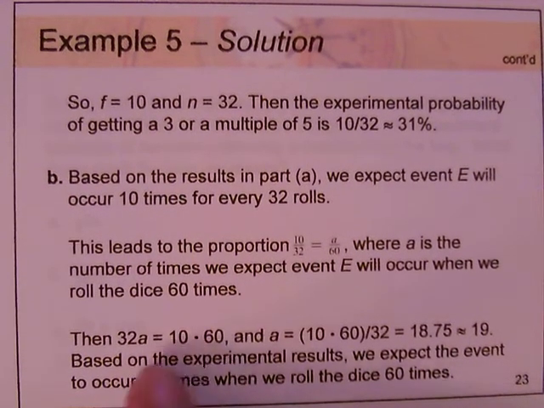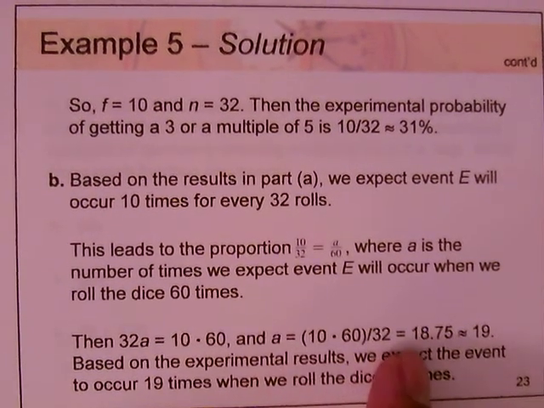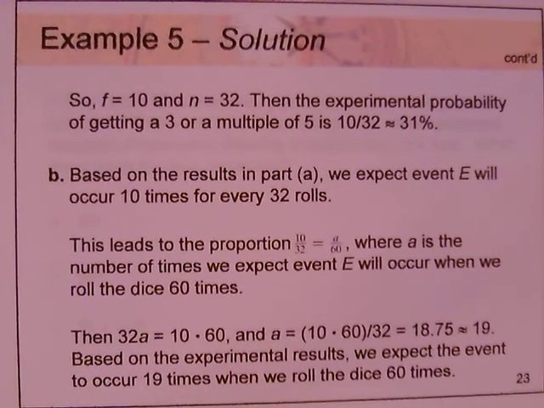Then you have to divide both sides by 32 to solve for A, which will be 18.75, but we're going to round it up to 19. So based on the experimental results, we expect the event to occur 19 times when we roll the dice 60 times.